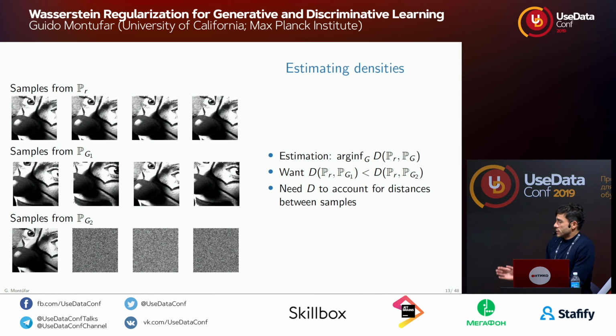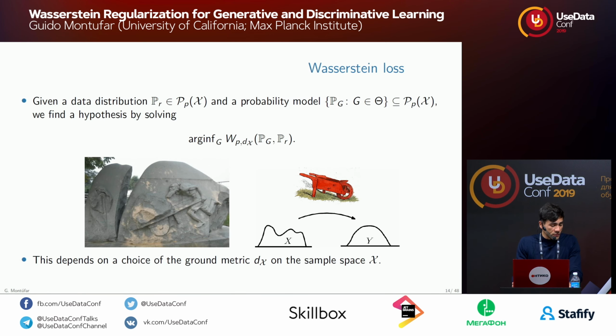It turns out that in many of the distance measures between densities that people have considered, the distance between these two candidate distributions and the top row is the same. So we want to avoid that. And in order to do that, we think that the distance needs to account for distances between the samples themselves. So we're talking about the distance between densities and distance between samples.